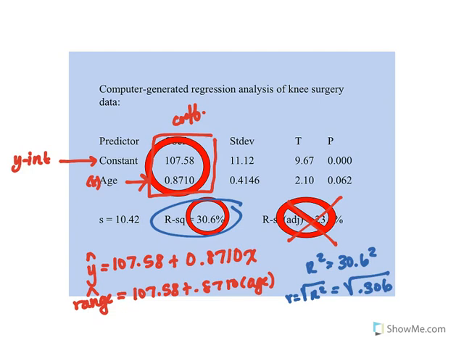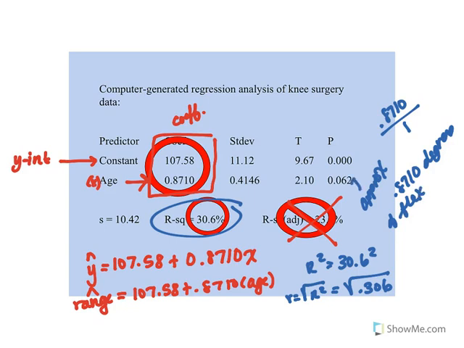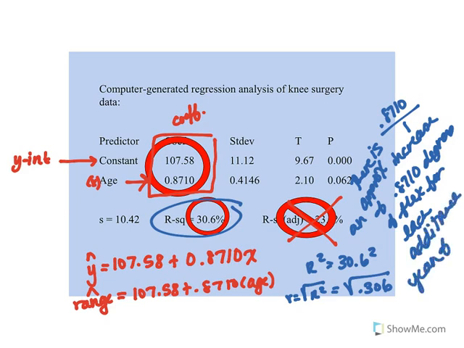Remember, the sign for r and the sign for slope are the same. My slope here is 0.8710 over 1. This means that approximately 0.8710, I think it was degrees of flex, we say there is an approximate increase of 0.8710 degrees of flex for each additional year of age.